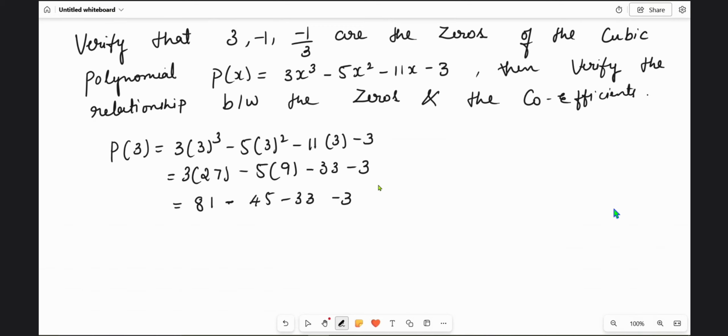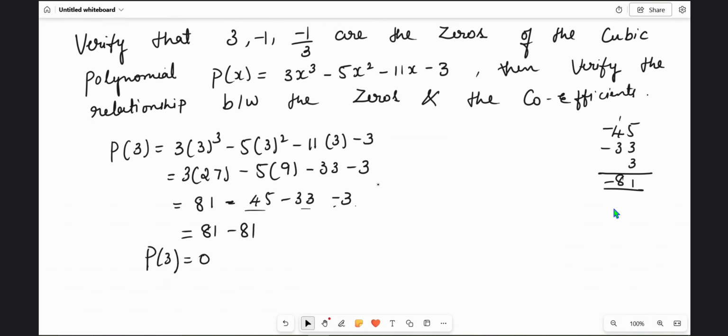See, all the like negative numbers, add once, then directly do the subtraction. How much you will get? Minus 45 minus 33 minus 3, that is minus 81, correct. So we'll get it as 81 minus 81. So P of 3 is equal to 0. So that means 3 is a zero of this polynomial. It is verified. Then check with the P of minus 1.